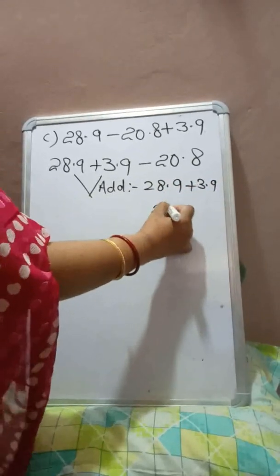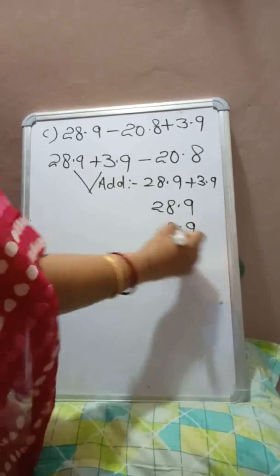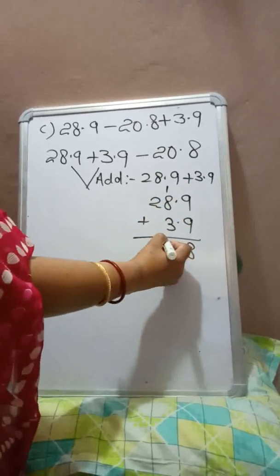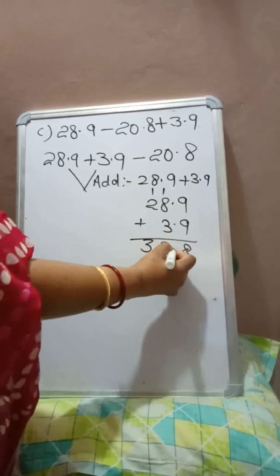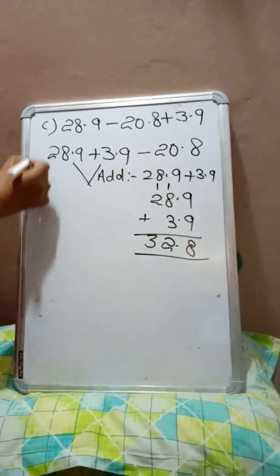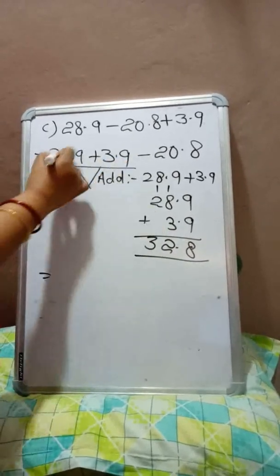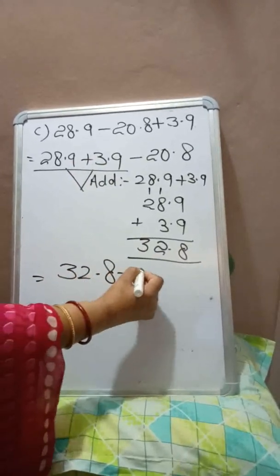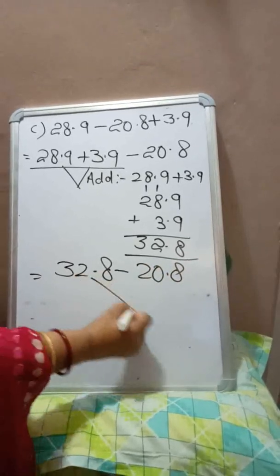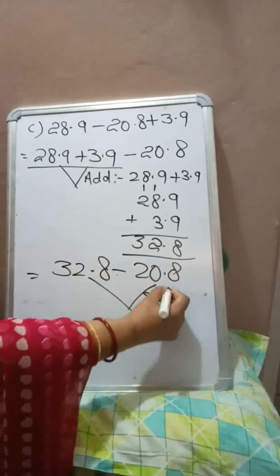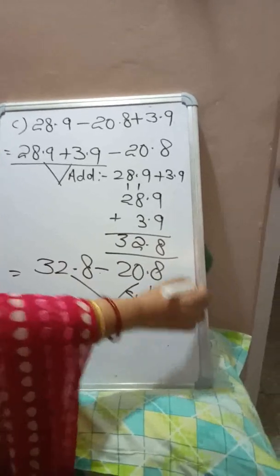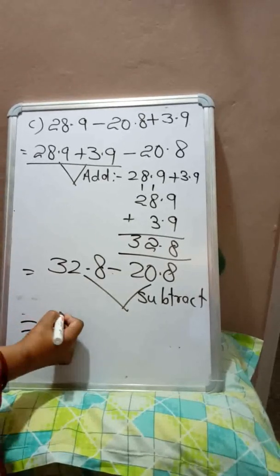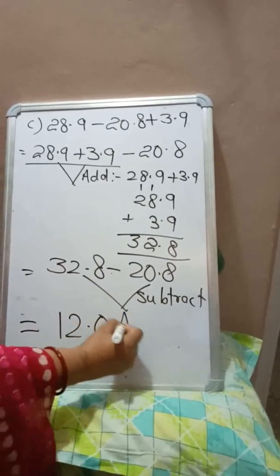So we arrange it in a column, 28.9, 3.9. We do the addition. 9 plus 9, 18, 8, 1 carry over, 8 plus 1, 9, 9 plus 3, 12, 2, 1 carry over, 2 plus 1, 3. So it is 32.8. So for this operation 28.9 plus 3.9, we write 32.8. Now we put minus sign 20.8. Now it is clear, only one operation is there, we have to do subtraction. We subtract. So here 32.8 minus 20.8. So the answer is 12.0. So this is the answer.